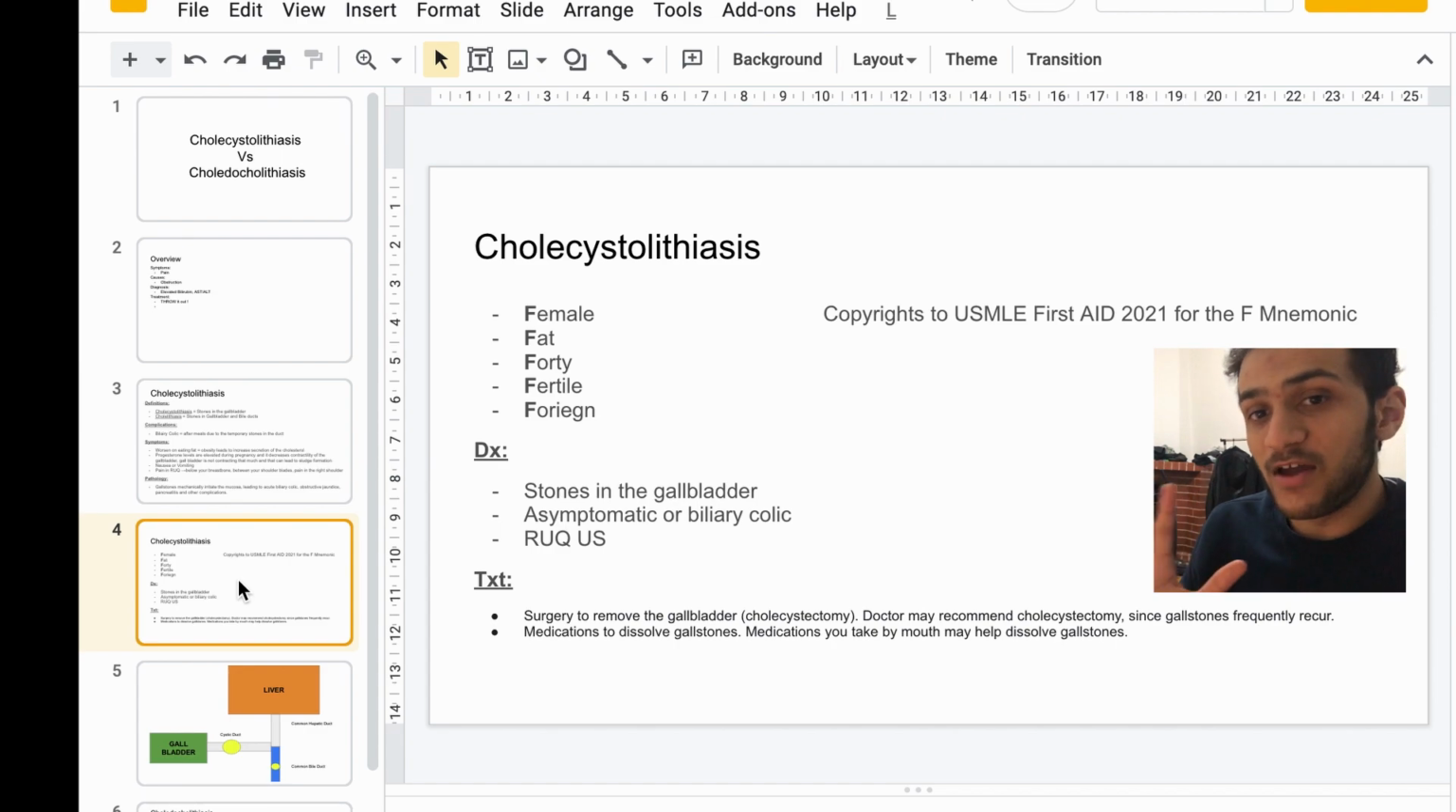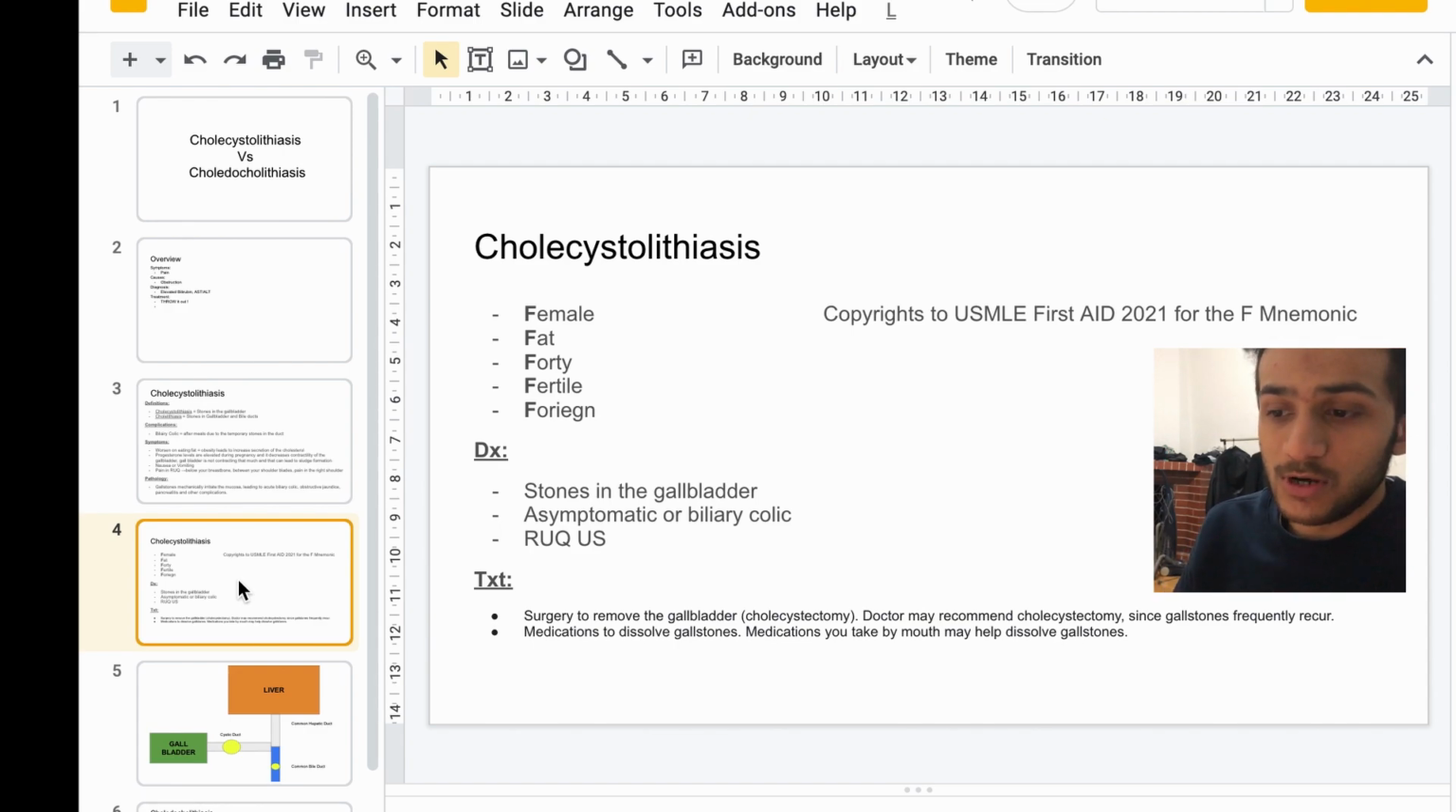Cholelithiasis can be remembered with the 5 Fs. It's usually in females. It usually occurs at age 40. Fatty food. You're going to be having some sort of fertile, I think that means you have a lot of fever, not too sure about that. And this mnemonic, by the way, is from First Aid, the USMLE book. Very common mnemonic. Diagnosis is very simple.